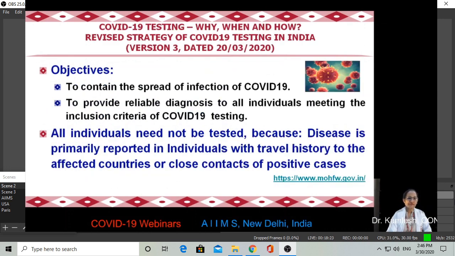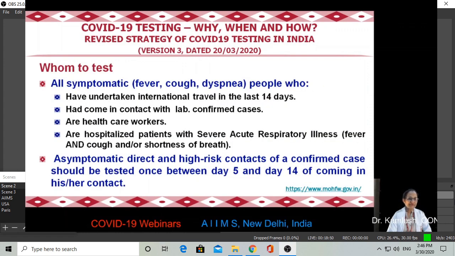Why do this testing? The revised strategy of COVID-19 testing in India, the guidelines are given by ICMR. The aim is to contain the spread of the infection and to provide reliable diagnosis to all individuals. All individuals need not be tested because the disease is primarily reported in those with travel history to the affected countries or close contact of positive cases. So whom to test? That is the moot question. All symptomatic people who have undertaken international travel in the last 14 days, who have come in contact with lab confirmed cases, who are healthcare workers, or who are hospitalized patients with severe acute respiratory illness, or as they call it, SARI.